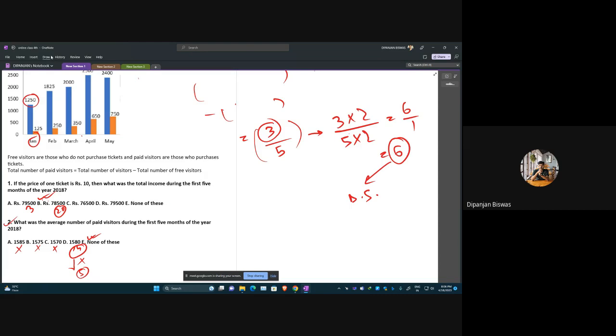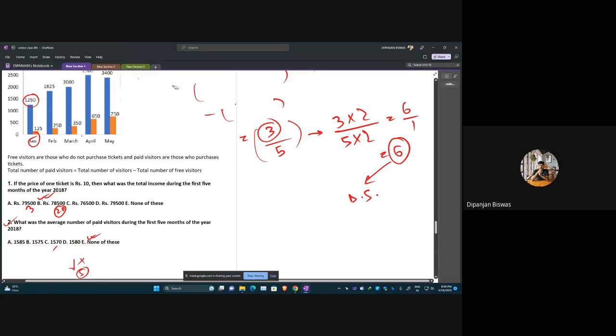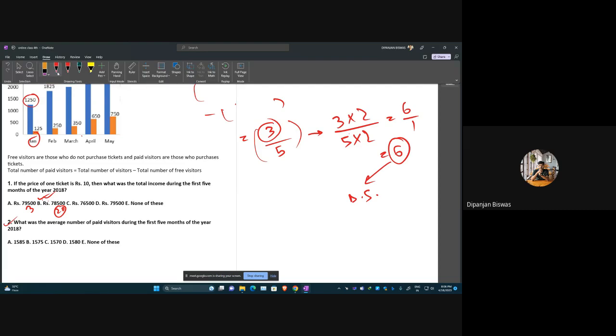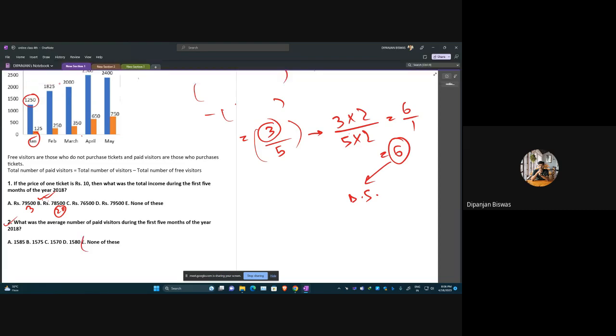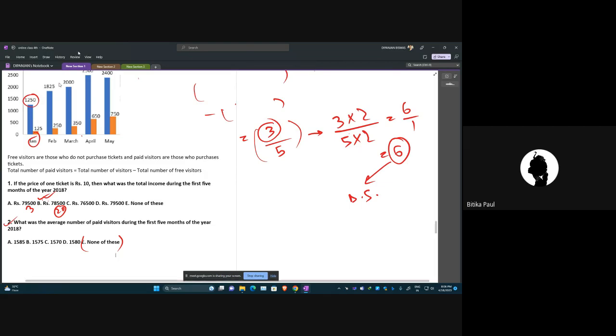Did anyone solve it? We were not getting 6 as the digit sum of any of the answers, so none of these should be the right answer. Okay, sir. Okay.